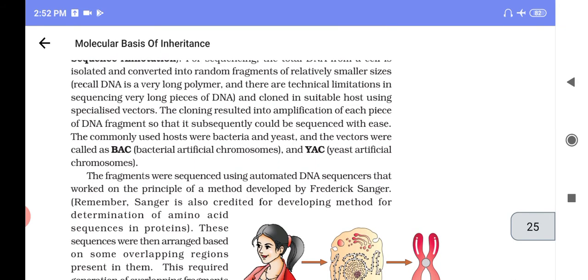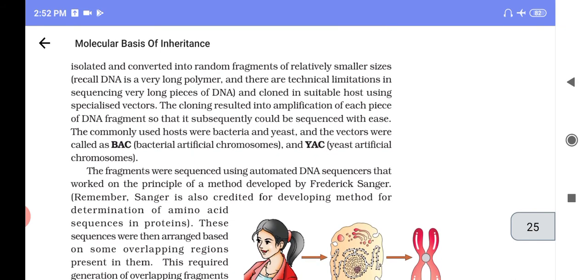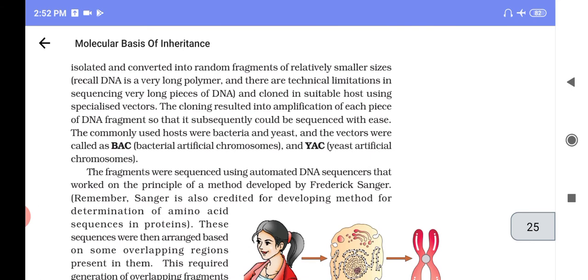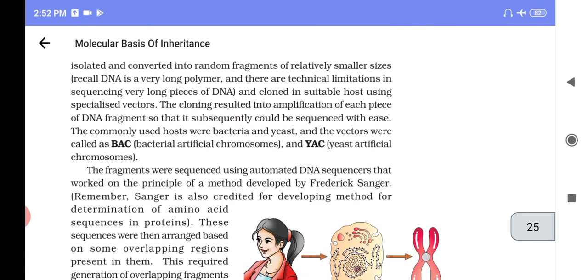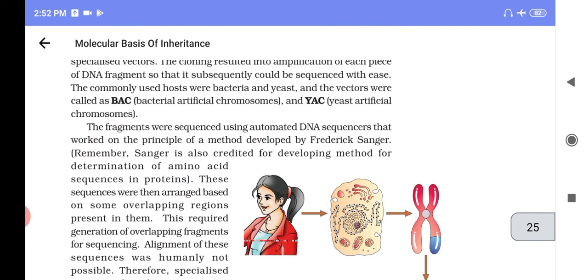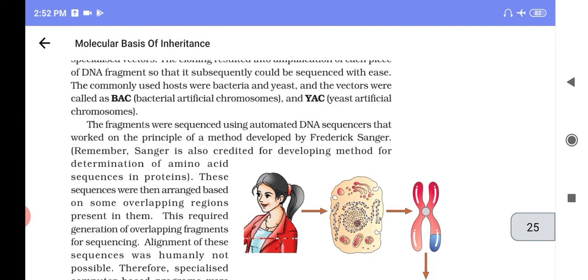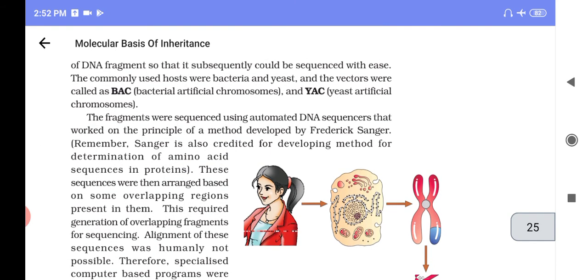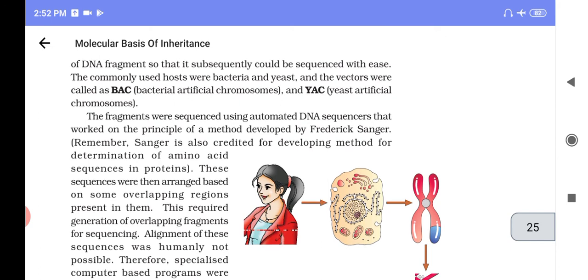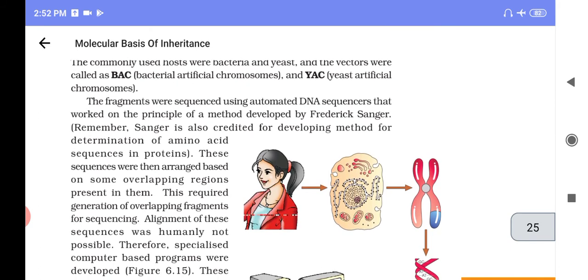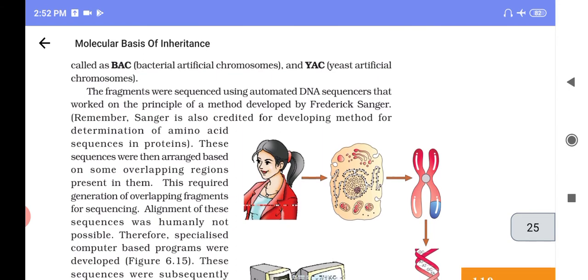The commonly used hosts were bacteria and yeast, and the vectors were called bacterial artificial chromosomes and yeast artificial chromosomes. The fragments were sequenced using automated DNA sequencers that worked on the principle of a method developed by Frederick Sanger. Remember, Sanger is also credited for developing the method for determination of amino acid sequence in proteins.